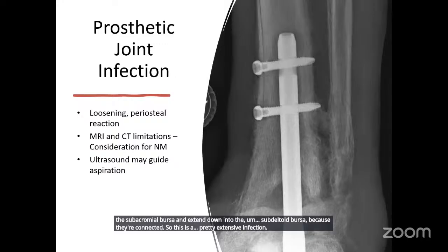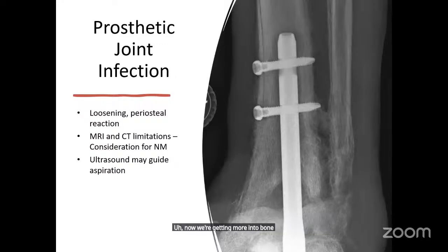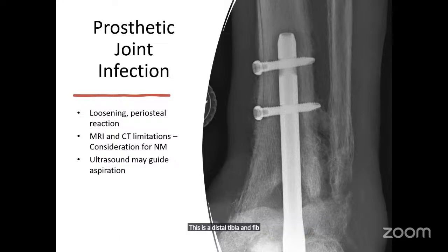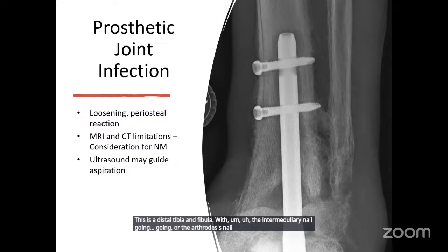Now we're getting more into bone specifically. One thing that we have a lot of here is orthopedic hardware. I'm not sure how that is around the world, but in the United States, we do a lot of orthopedic surgeries. This is a hindfoot arthrodesis. This is a distal tibia and fibula with the intramedullary nail, or the arthrodesis nail, going through the calcaneus and the talus and into the tibia.